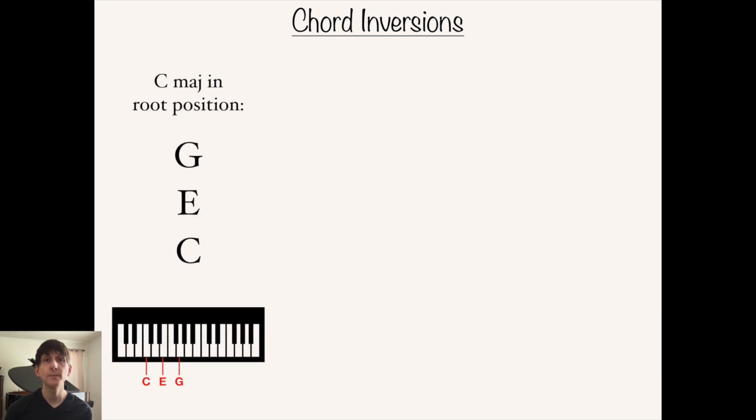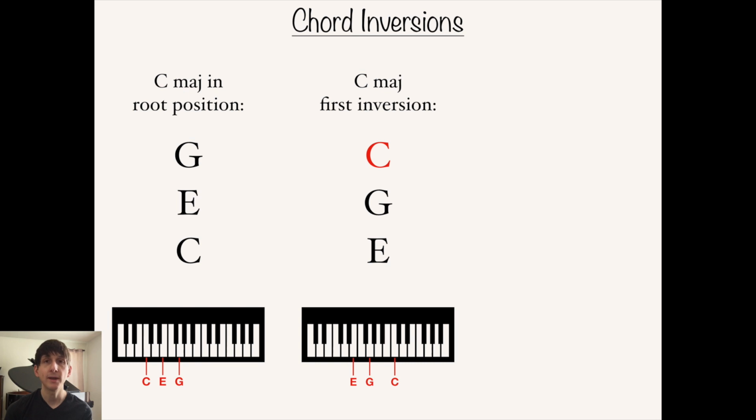We're going to start with a simple C major chord in its root position, so our notes from the bottom up will be C, E, and G. Now in order to create our first chord inversion, we're going to take the root note, which is a C, and move it up an octave, which will give us a C major first inversion. So you can hear we've created a slightly different sounding chord using the same 3 notes.